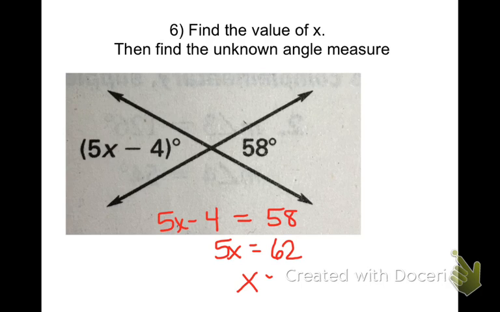Divide by 5. Now, I'm not showing all these steps because I'm pretty sure that you guys can do that, so I'm leaving it up to you to show the work that you need to show, that you are dividing both sides by 5 to get x is equal to 12.4. And if I plug that back in and take 5 times 12.4 and then minus 4, it does equal 58 degrees, which I know it should. And also check your work. That's how you're going to know if you're doing it right or wrong.